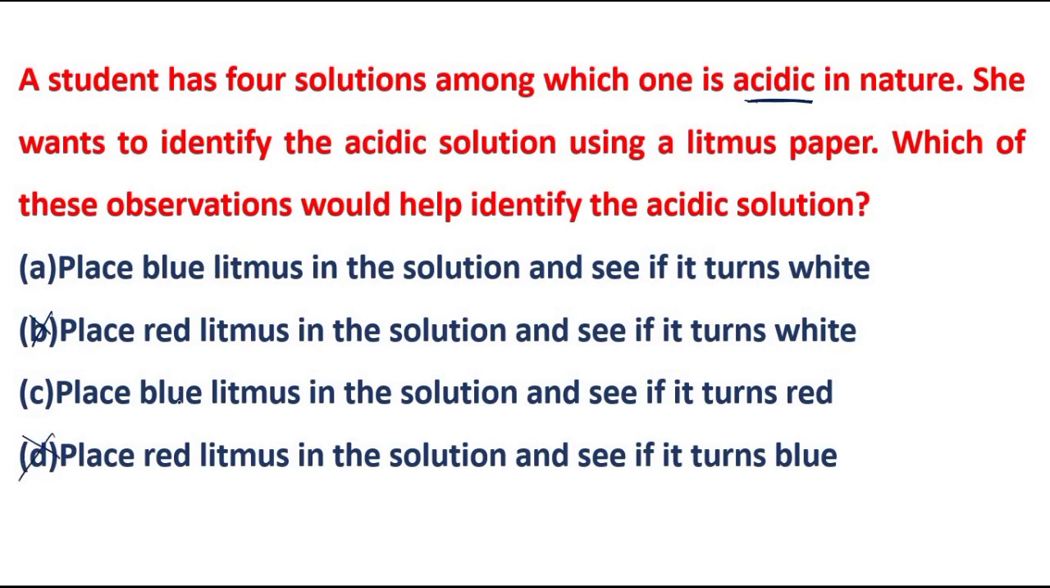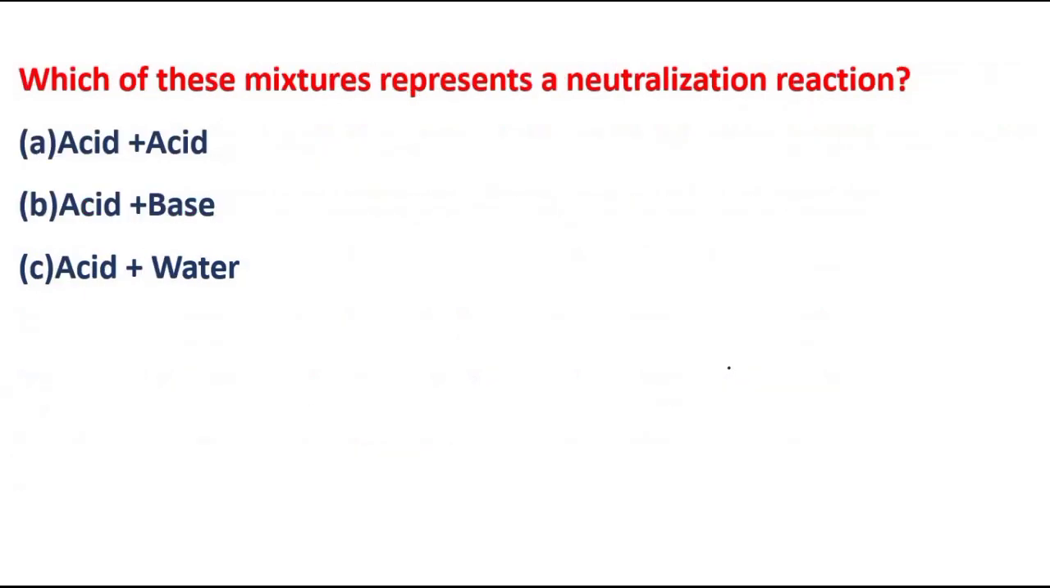Option A and C are having blue litmus and option B and D are having red litmus. Let us delete them. In the presence of acidic medium, blue litmus changes its color into red. Therefore, the correct answer is option C. She should place the solution on the blue litmus and see it change into red color.